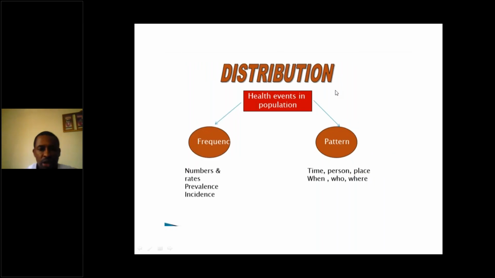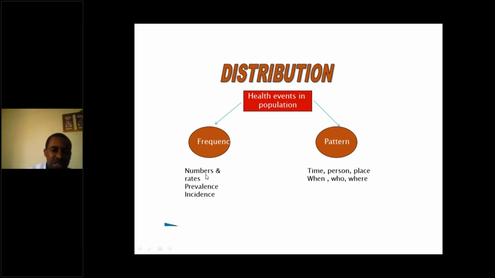So let's look at the distribution. In distribution, you talk about the health event in the population. I want to study a population of 2 million. The distribution is going to talk about this event. I want to study dengue fever. Let's use something that is common in Africa. I want to study malaria in a population of 2 million within a geographical region. So that's my study. Now, the thing I need to look at is the frequency and the pattern.